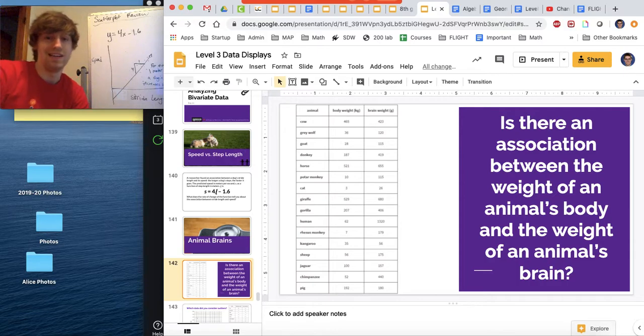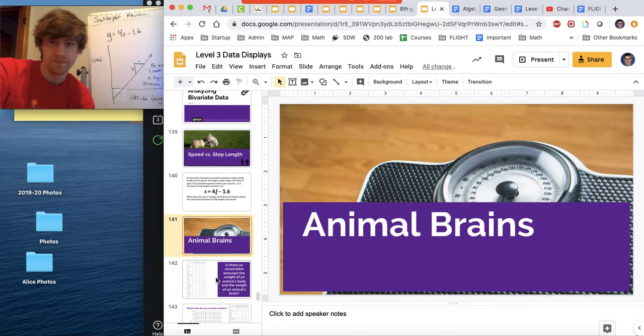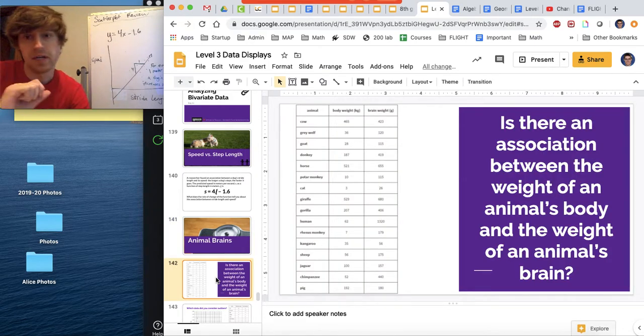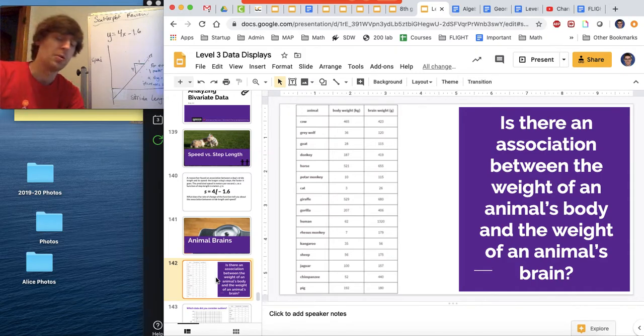All right, so it's kind of hard to see here. Maybe I can zoom in. No, can't zoom in. Okay, so is there an association between the weight of an animal's body and the weight of an animal's brain? I have an entire table of data there. If you click in on the slides on the detailed expectations, you can actually zoom in yourself. It'd probably be easier. Is there an association? Well, what do we think? Do you think that the heavier or the bigger an animal is, the bigger its brain is?